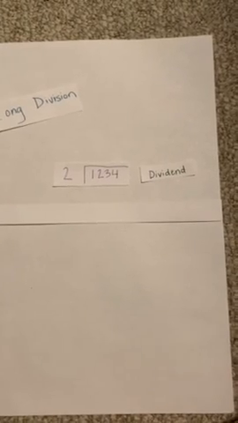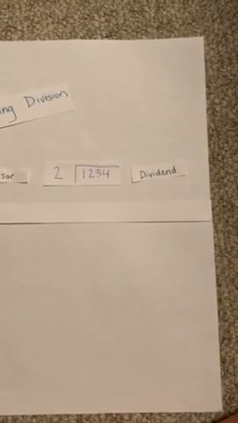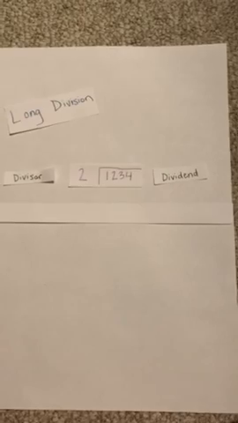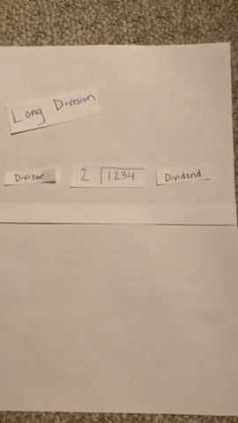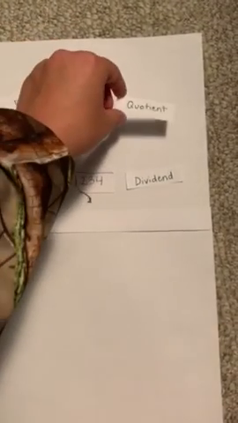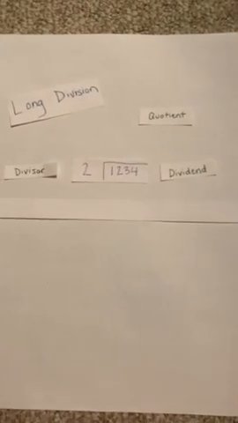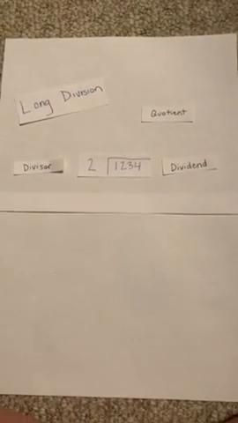The next part of this equation is the divisor. In this equation, the divisor is 2. And finally, the third part of this equation will be the quotient. The quotient is the number that will be the answer for our equation.